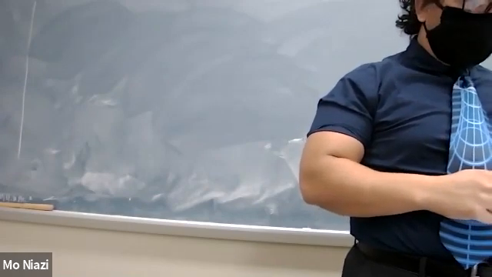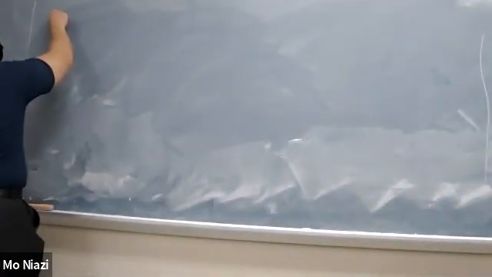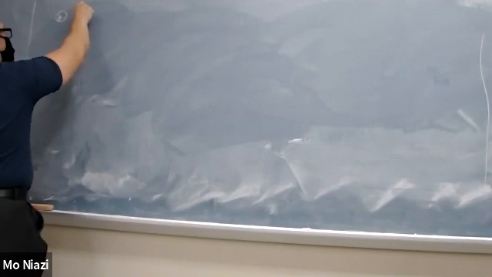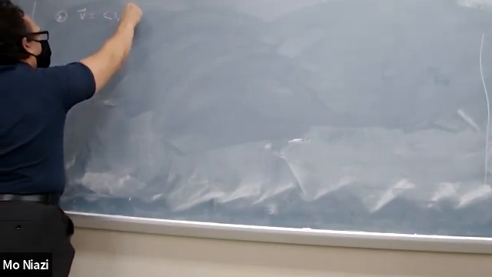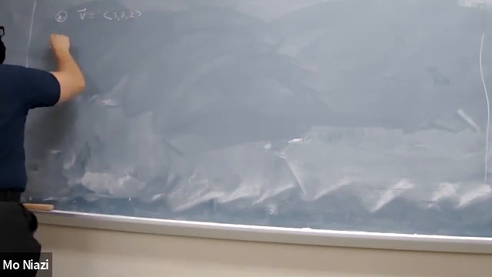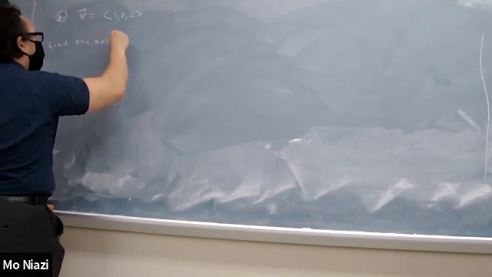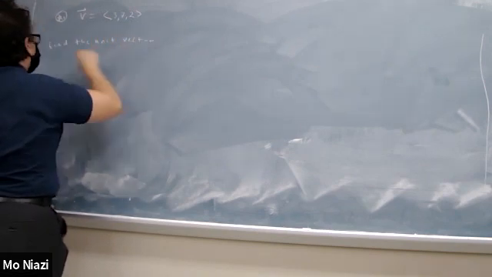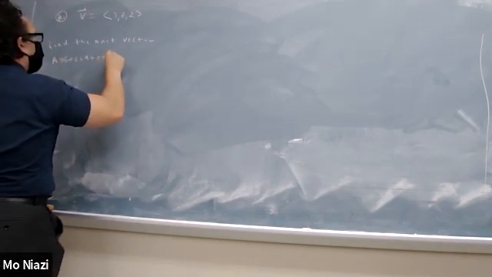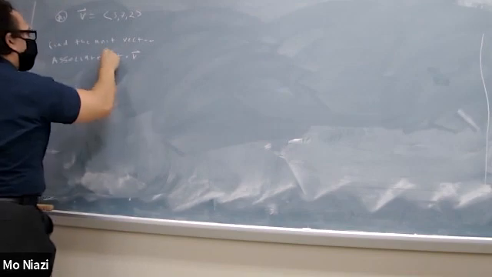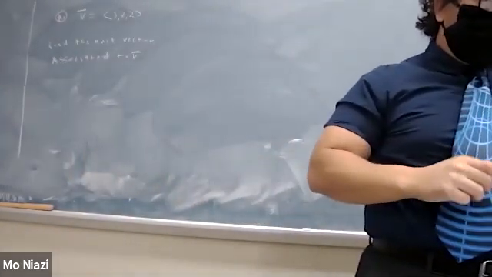So let's say you're given a vector. So here's number one on your quiz. Let's say your vector is equal to 3, 7, 2. Find the unit vector associated to this vector. Okay, that should keep you busy for a little bit.